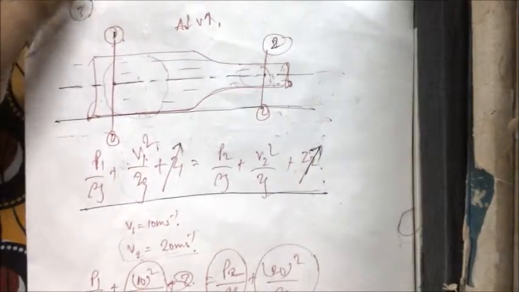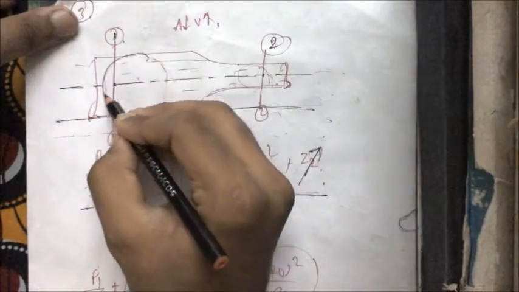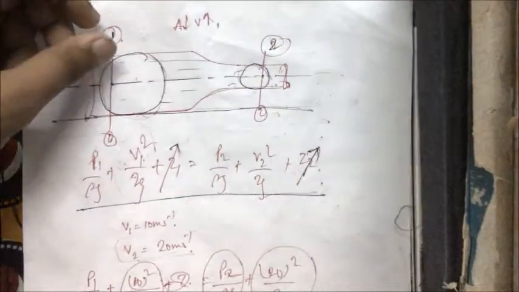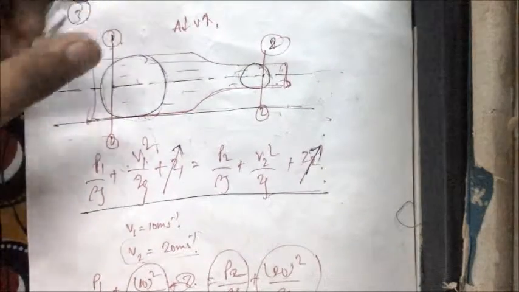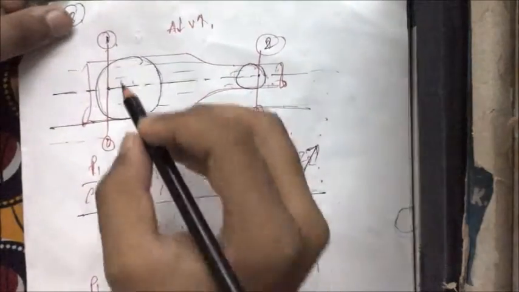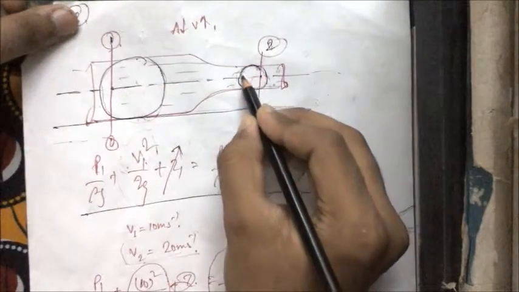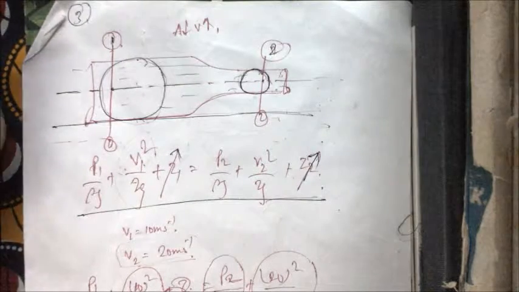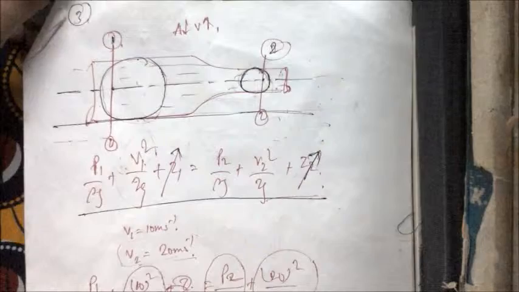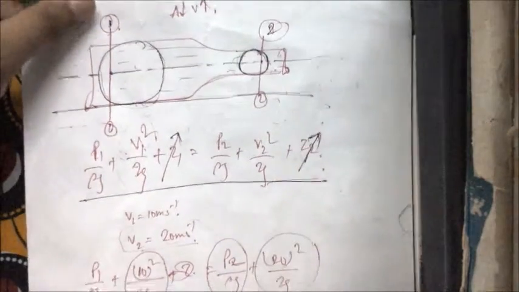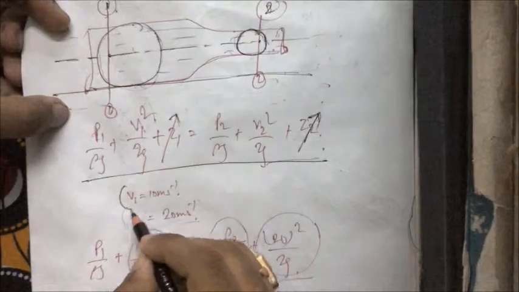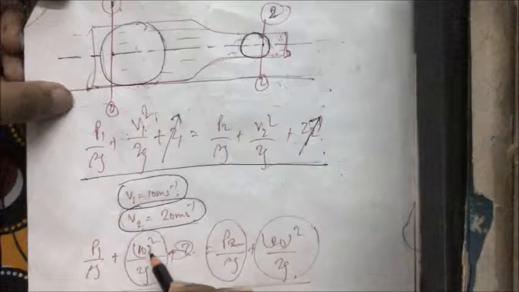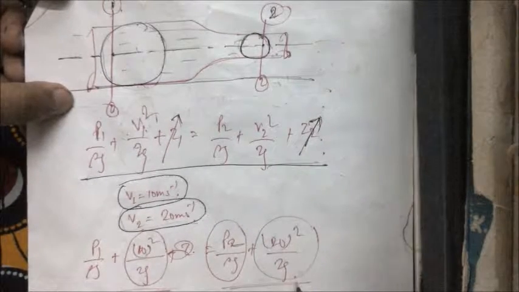so Z1 cancels off with Z2. Now here the area of cross section at 1 and at 2 is not the same. Cross sectional area at 1 is more, so you can understand that here velocity will be less and here velocity will be more. This we can understand from our common concept. So of course V2 will be more than V1. Suppose I'm giving it a value, V1 is 10 meters per second and V2 is 20 meters per second. If I put these values, it is 10 square by 2g, it is 20 square by 2g.